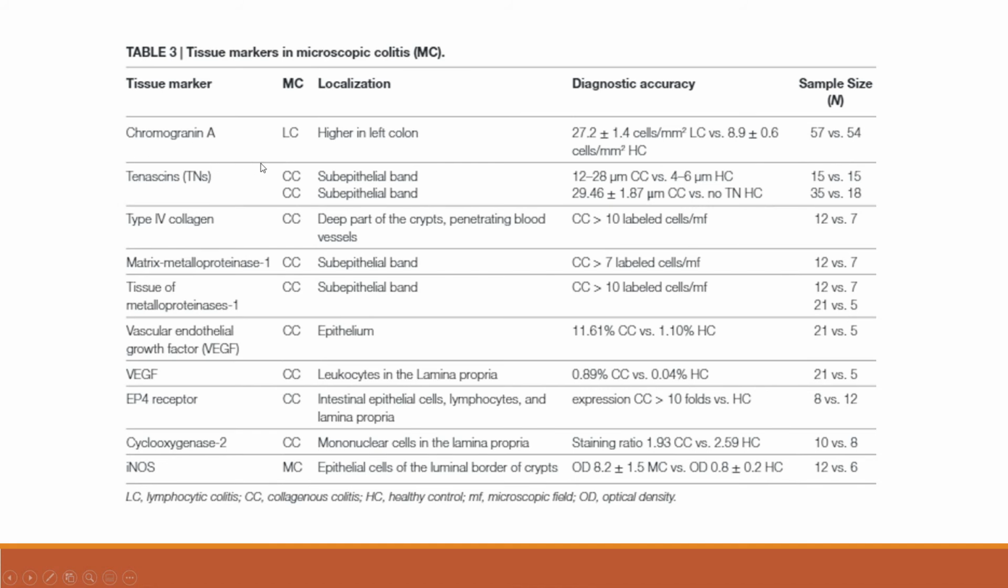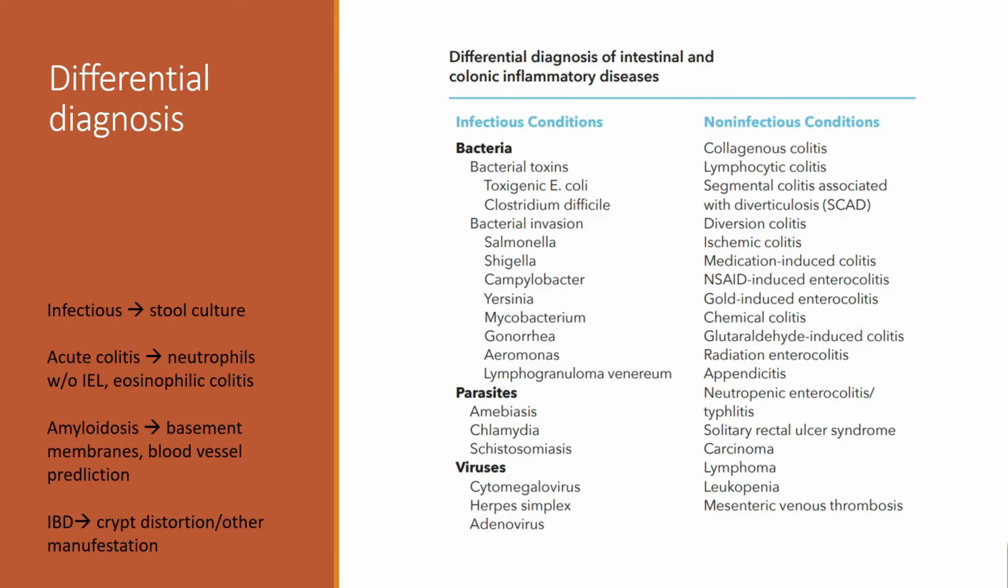Chromogranin, if present, is higher in the left colon. These are tenascins, which are a marker of collagenous colitis, and then typhoid. Now, all these markers are more in the domain of research, and I don't think we have special stains or special apparatus to check them. They are not clinically available for testing and are more in the research setting.